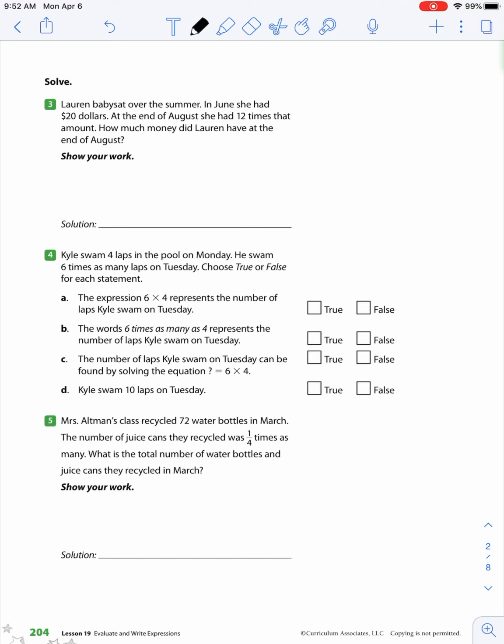So, number 3, Lauren babysat over the summer. In June, she had $20. At the end of August, she had 12 times that amount. How much money did Lauren have at the end of August? Again, we've been doing math for a long time, so you know that there are multiple ways that you can do this problem. I wish I could see your books right now, or have you raise your hand in class and tell me how you solved this problem, because I know I would hear a variety of different ways. But I'm going to go ahead and start with this bar model that we just practiced.